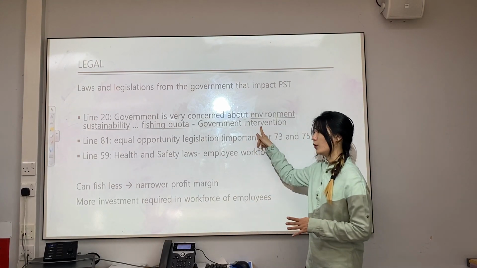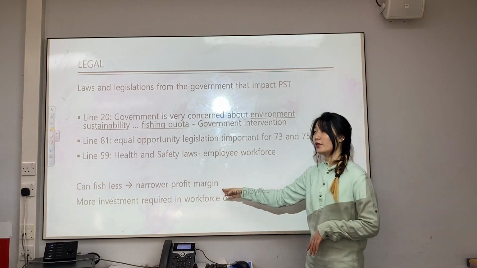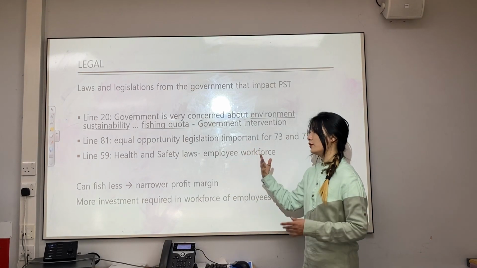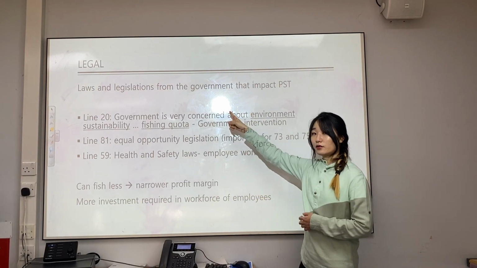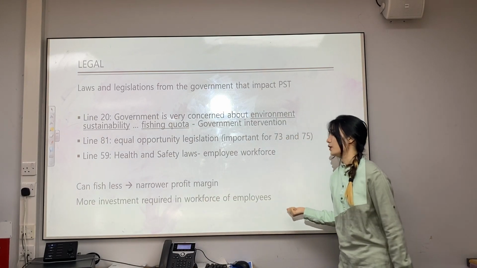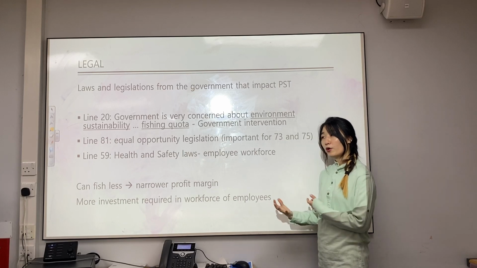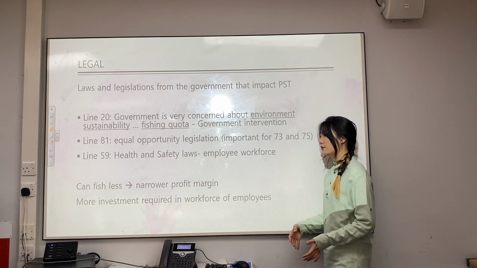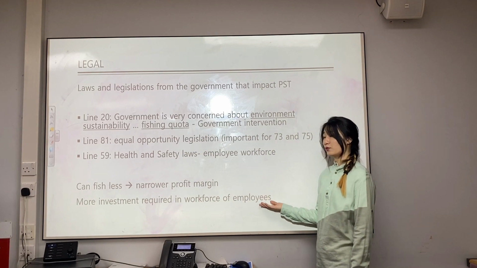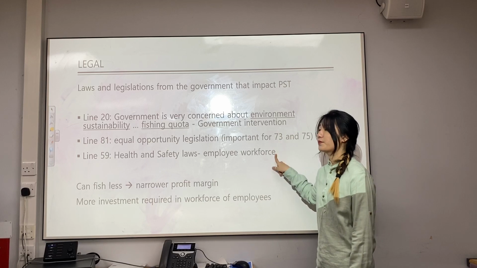So, quota means fishing less. If you fish less, profit margin is how it's being impacted. And then equal opportunity between genders. That's a legal issue because it's bound by law. That means more investments will be required. Health and safety laws mean more close monitoring, and also investments in the workforce are required to meet these legislations.